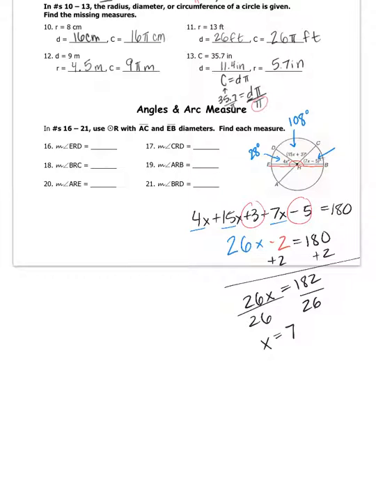And this piece would be 7 times 7, which is 49, minus 5, so 44 degrees. You can check to see if you did that right by adding up 28 plus 108 plus 44, and it better give you 180 degrees. Okay, we're in good shape.